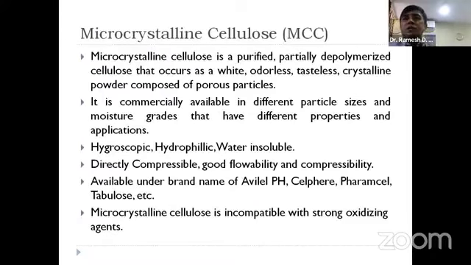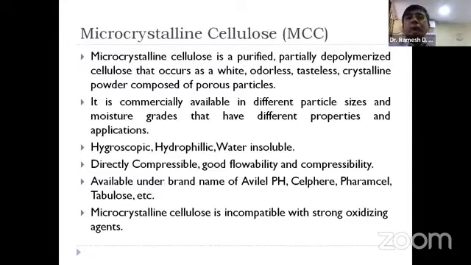Next is microcrystalline cellulose. Now, microcrystalline cellulose is a semi-synthetic derivative of cellulose. And it is hygroscopic, hydrophilic, and water insoluble. Lactose is water soluble, hygroscopic, and hydrophilic, while microcrystalline cellulose is water insoluble, still hygroscopic and hydrophilic. It can absorb moisture, it can attract moisture, and it can lose moisture or water. It is directly compressible, and it has good flowability and good compressibility.